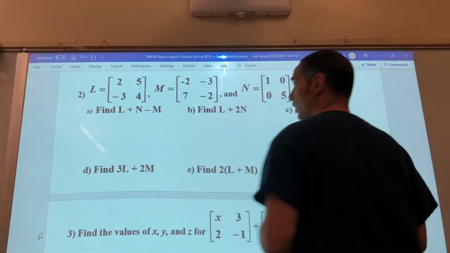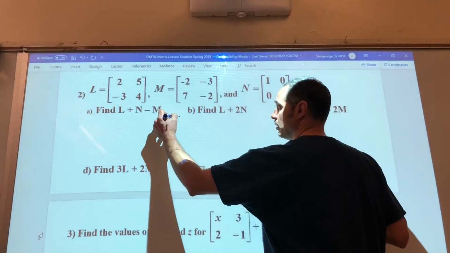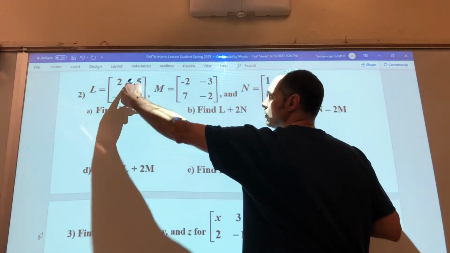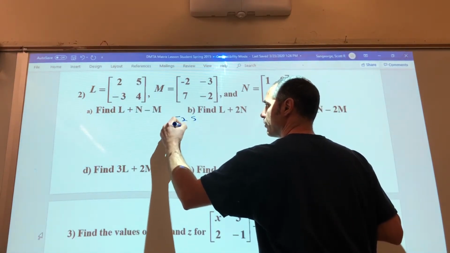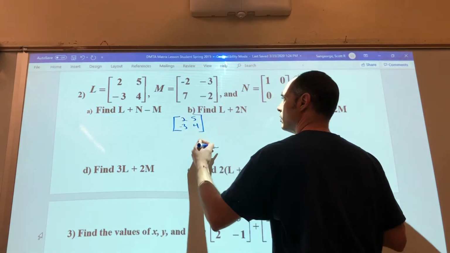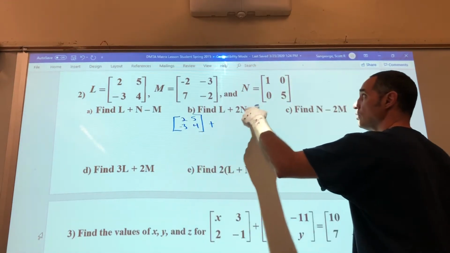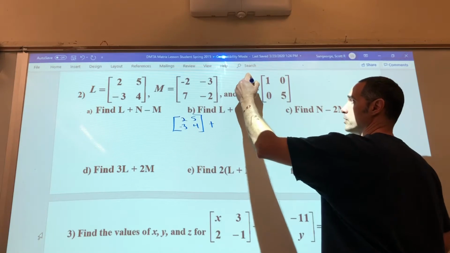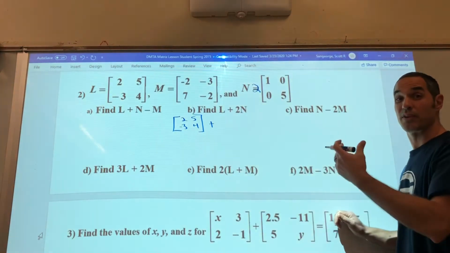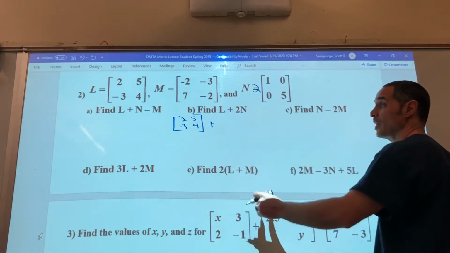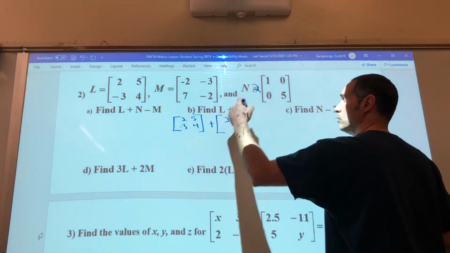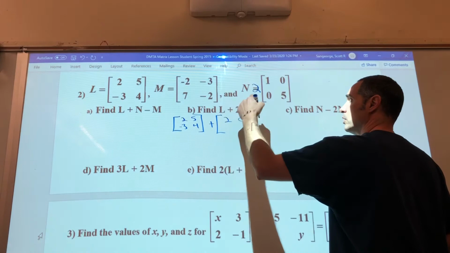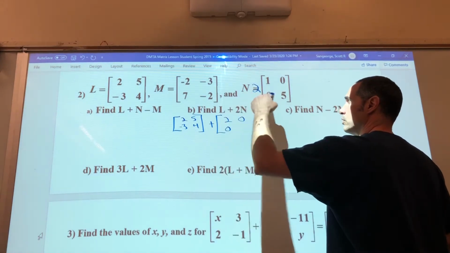In order to find L plus 2N, I'm going to add L, which is 2, 5, negative 3, 4, and I'm going to add it to 2 times N. So I'm going to put the scalar 2 out in front of this matrix, multiply by each element in the matrix. And so 2 times 1, that's going to be 2. 2 times 0 is 0. 2 times 0 is 0. 2 times 5 is 10.